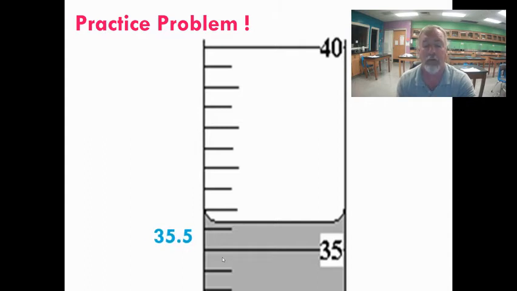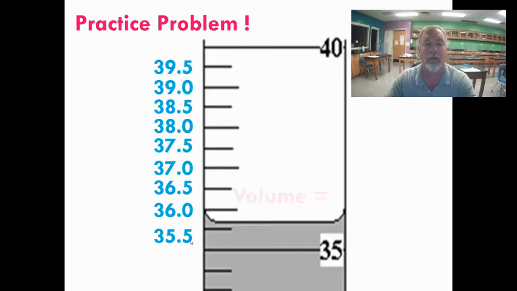All right, so here's a practice problem for you. We've got 35 on our labeled tick mark up to 40. How many tick marks are between them? 1, 2, 3, 4, 5, 6, 7, 8, 9, 10. Awesome. 10 tick marks. We went 5 milliliters in 10 tick marks. 5 divided by 10 is 0.5. So each tick mark is 0.5. Let's label them on the side here. Each tick mark goes up by 0.5.